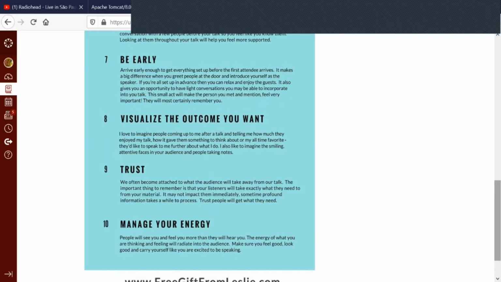Positive visualization. So number 8, visualize the outcome you want. Don't dwell on the things that could go wrong, dwell on the things that could go right. Again, this helps to alleviate nervousness, because if we dwell on what can go wrong, I think everyone has heard of a self-fulfilling prophecy. If you think things are going to go wrong, guess what? You're going to make them go wrong. If you think something is going to go right, 9 out of 10 times it's going to go right.